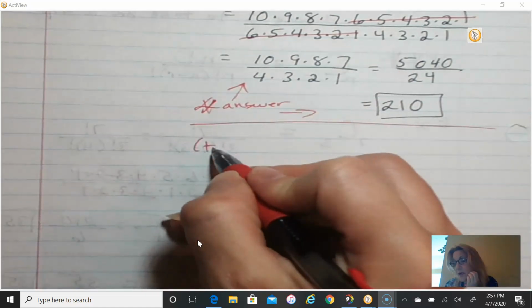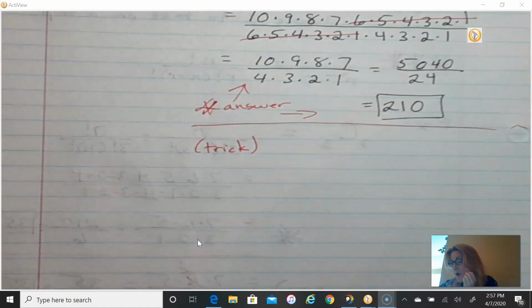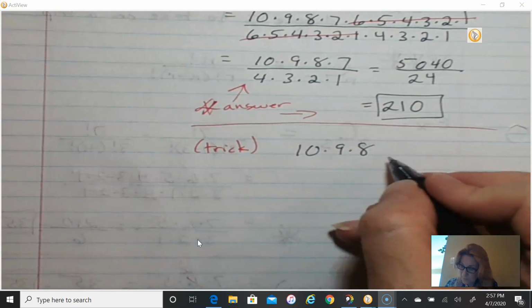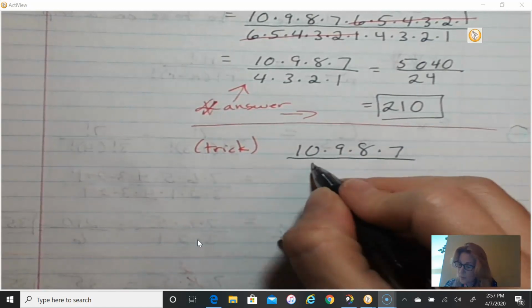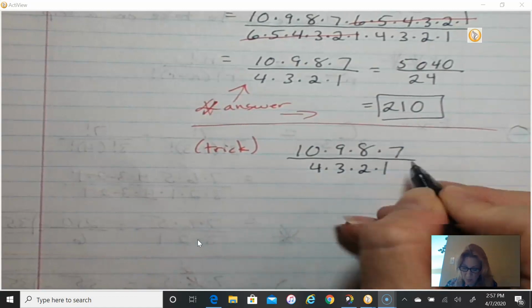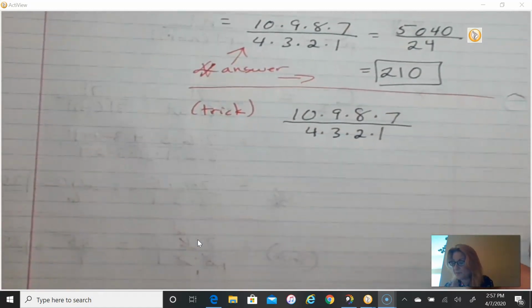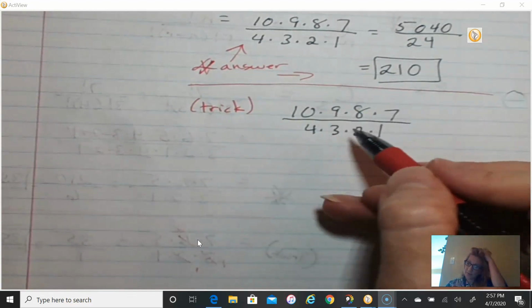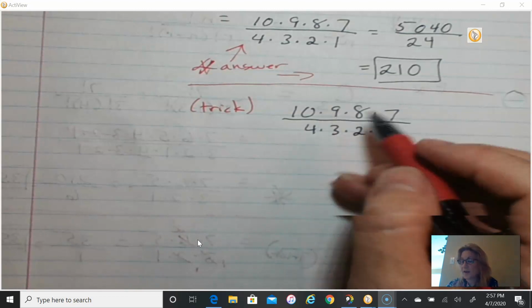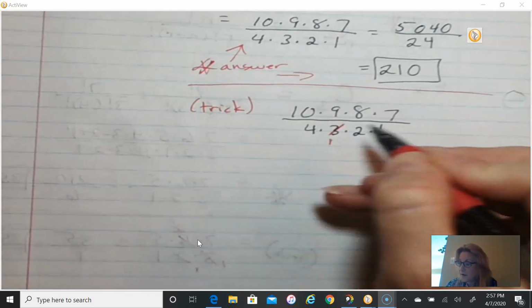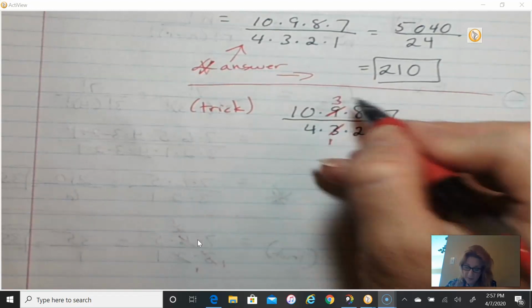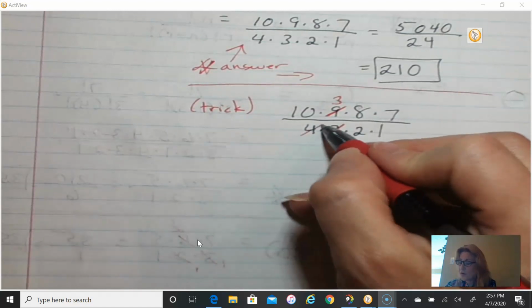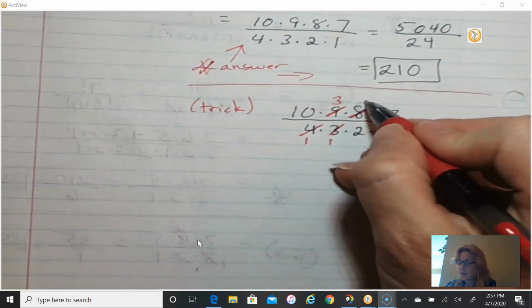If you want to do the trick way, all right, 10 times 9 times 8 times 7 over 4 times 3 times 2 times 1. All right, here we go. We can do like 9 and 3. 3 can go into 9 evenly. 3 can go into 3 one time. It can go into 9 3 times, right? 4 and 8. 4 can go into 4 one time. It can go into 8 2 times.